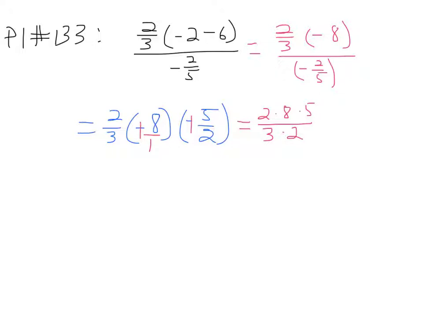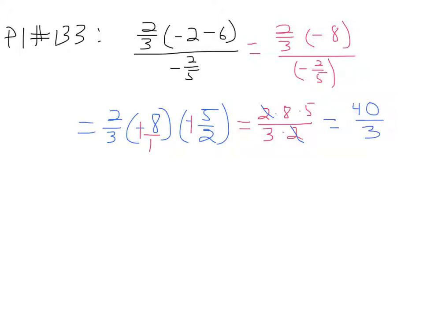And now, multiplication and fractions we also know play nice. So this 2 and that 2 will cancel out. Nothing else is really going to cancel out here. We're going to get a 5 times 8, that's a 40. And we're going to get 3 left on the bottom, so this is 40/3.